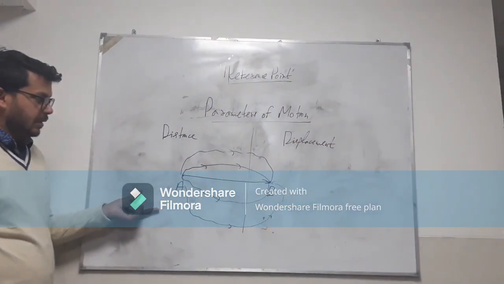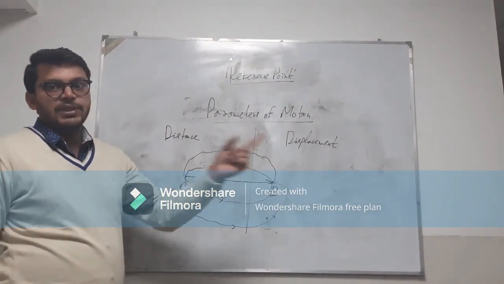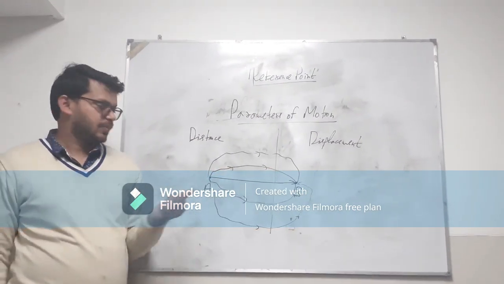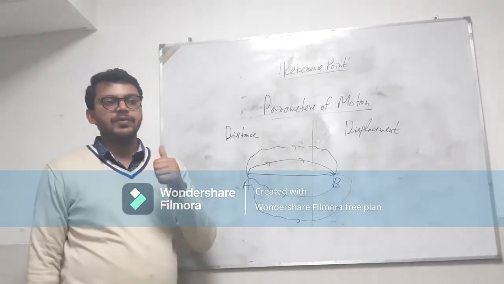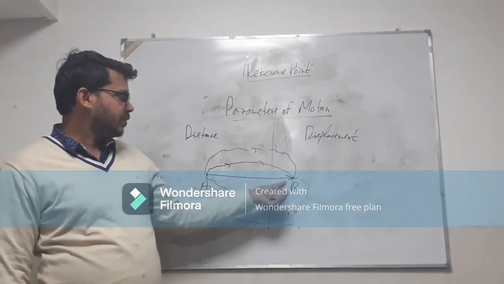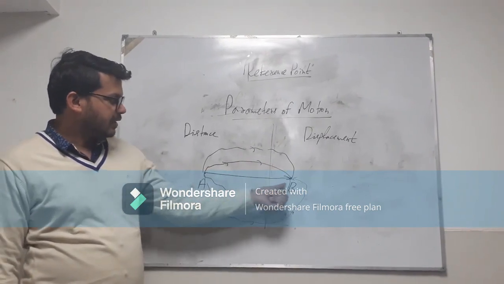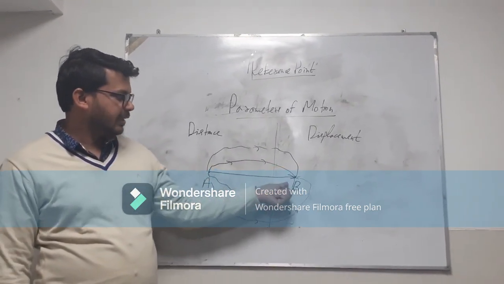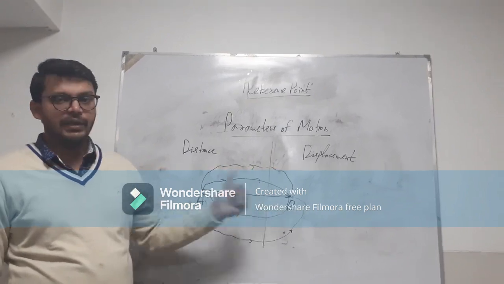But displacement will always be one. It will be the shortest distance covered between both points. See, from A to B, the shortest distance is a straight line. If I draw a straight line, that is the shortest distance covered between A and B.